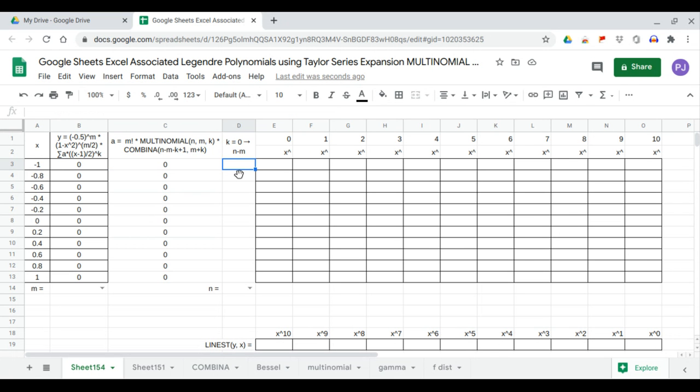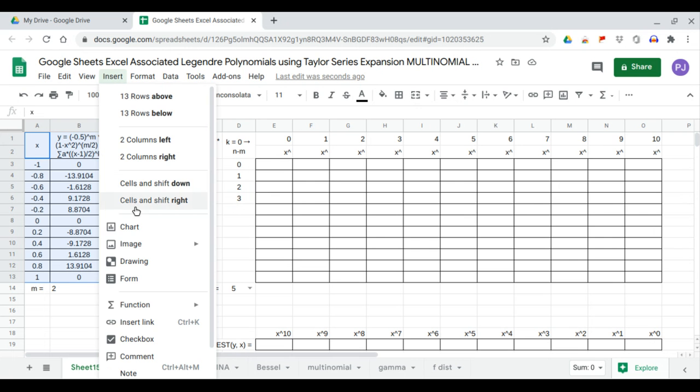And the value for k, which is from 0 to n minus m. So this is equal to sequence n minus m, that's the number of rows, plus 1, one column starting from 0, incremented by 1. So that when n equals 2, and let's say m equals 5, n minus m, 5 minus 2 equals 3. So our k values will be 0, 1, 2, 3. And we'll chart this.